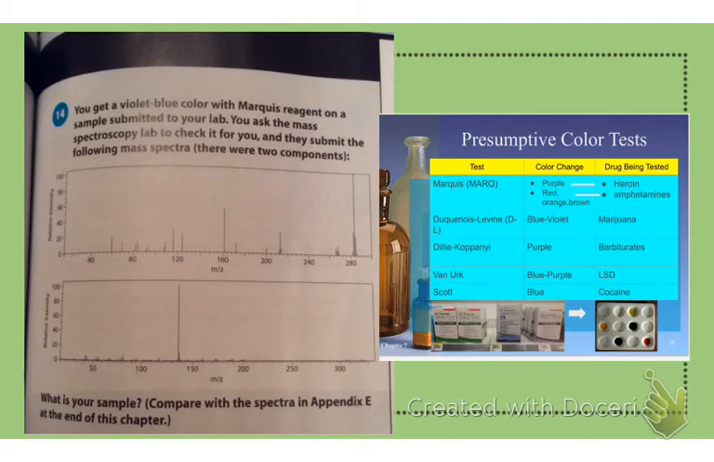So for 14, it says you get a violet blue color with the Marquis reagent test that you submitted to your lab. So you did a presumptive test and you got violet or blue or purple, however you want to read that. And so the first thing you want to do is know, what do you think you have? So we go back to our presumptive test. We have our Marquis test. And we want to know, what does purple look like? So there's purple. And so we think maybe it's heroin. We're not sure though, because we know from that last video on Edpuzzle that maybe that's wrong. So we want to send it to our lab.